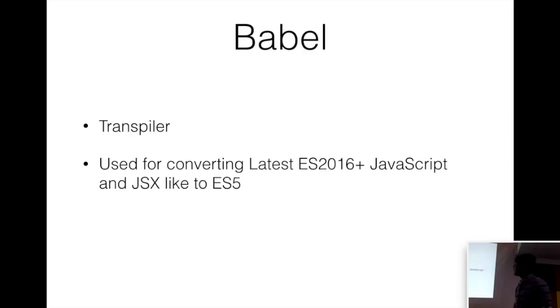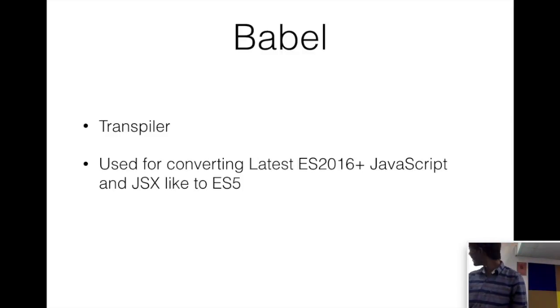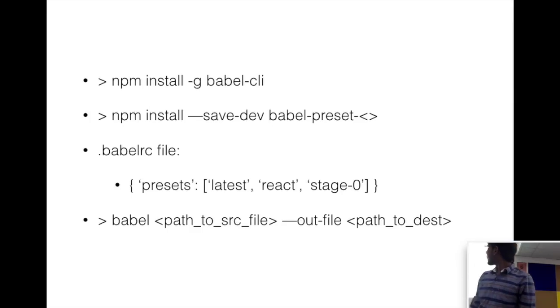So you'll have to convert it to ES5, and for that you need Babel. As you all know, it's used for converting the latest ES2016+ JavaScript and JSX to ES5. ES6 is also known as ECMAScript 2015, and ES2016+ includes ES7 and all the latest stuff. I wanted to show a quick example of how you can get started with Babel. It's very simple. You just have to install the Babel CLI, and I have installed it globally.